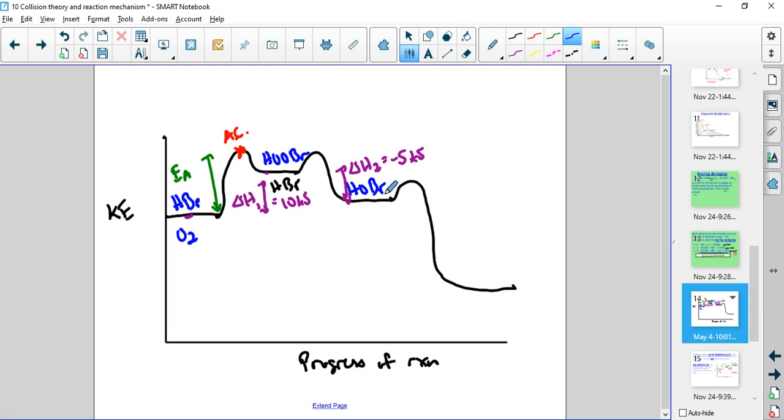Okay, so let's start labeling before I continue to forget. All right, so here was another activation energy. Here is another activated complex right here at the very top.